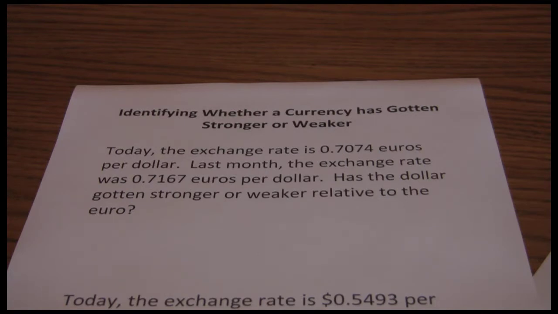Can I buy more of the foreign currency per US dollar or buy less of the foreign currency per US dollar? If I'm buying more of the foreign currency today with each US dollar than I could before, the US dollar has gotten stronger. It's more powerful. It can buy more of the foreign currency. If I'm buying less of the foreign currency per US dollar today than I could before, the US dollar has gotten weaker. It's not as powerful. It doesn't buy as much in terms of the other foreign currency. So let's look at a couple of examples.